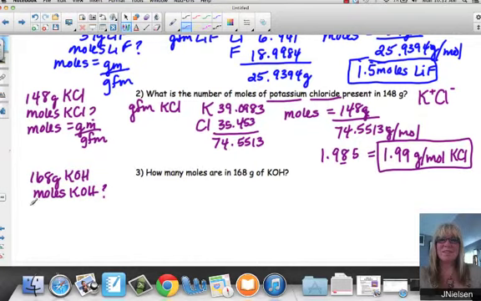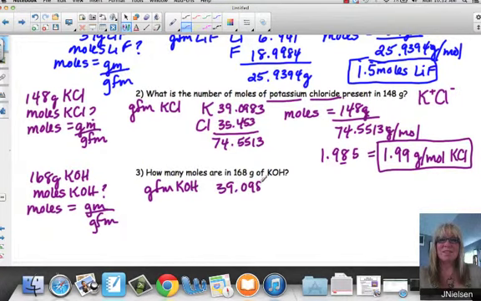My formula. So I have to find the GFM of KOH. Well, we just found out in the last problem that K was 39.0983, and O is 15.9994, and H is 1.00794. We have one of each, so we need the sum of that.